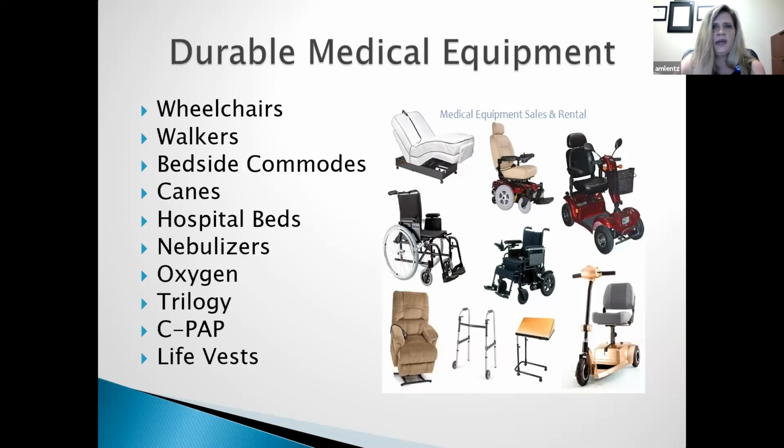I talked about durable medical equipment, or DME, and this is where it used to be the case manager ordering all this. So we still do part of discharge planning. We order the wheelchairs, walkers, bedside commodes, canes, hospital beds, nebulizers, oxygen, Trilogy, CPAP, and life vests. So there's multiple things that we can order, but we still have to follow the CMS guidelines to make sure that, one, your insurance approves it, and two, that you're ready to get this equipment. If not, we work with you and the companies to see how you can pay for that.